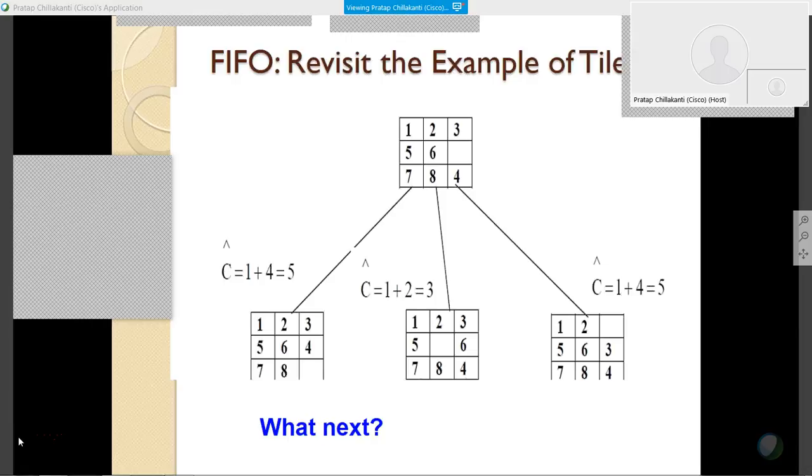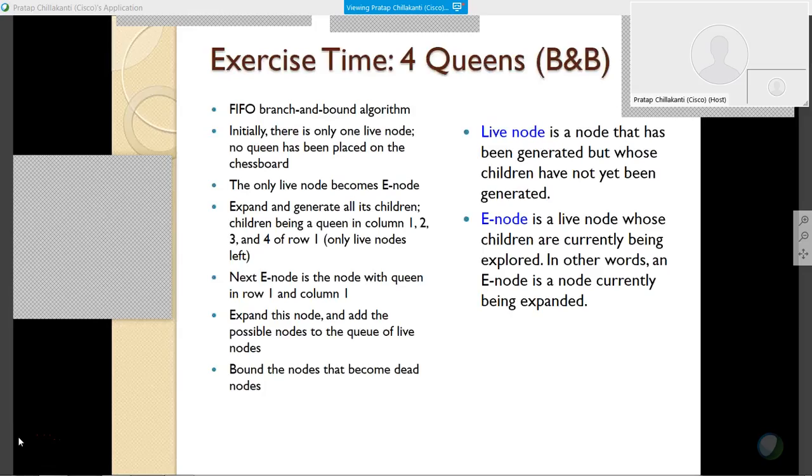So we are revisiting the example of the tiles here, how we did that one, just to show you how this has been done. What was the first branch? We are talking about taking the one that's on the left side. So then I give an exercise. Again, we don't have time to do it here. You have to do it outside the class. So you want the bullet points, right? There's only one live node. Why? Because nothing has been put on the board. It's an empty board.